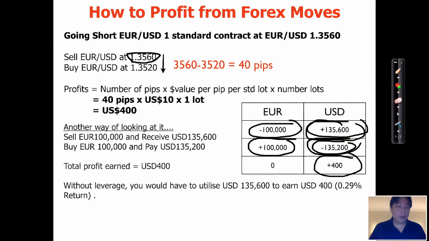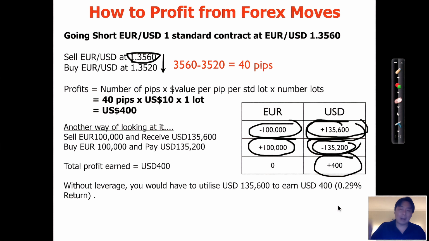So again, without leverage, notice that you would have to utilize $135,000 to earn $400, and the return, 400 over 135 grand, is 0.29% return. All right, so hardly worth our while. Okay, so we use leverage.